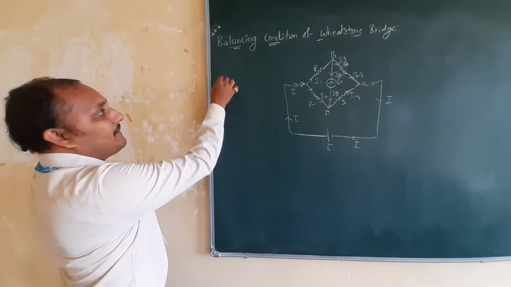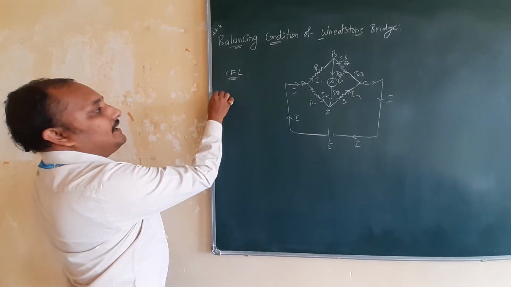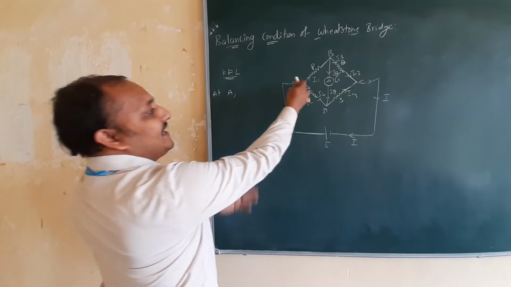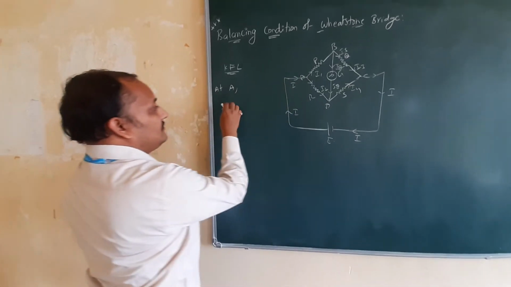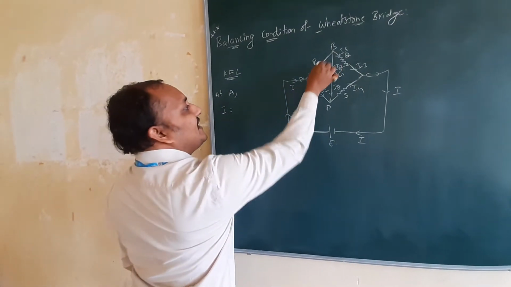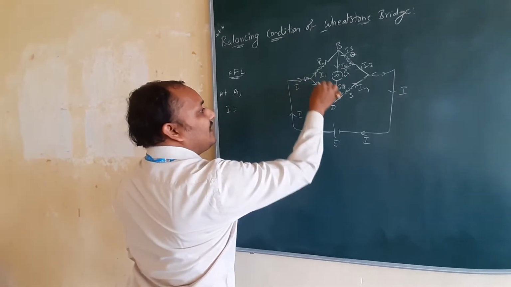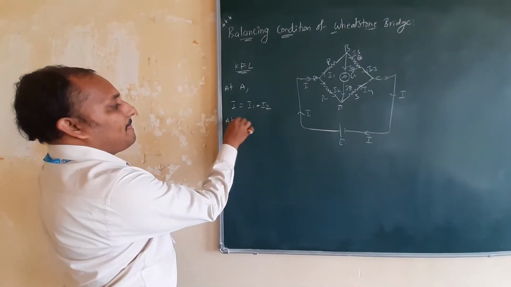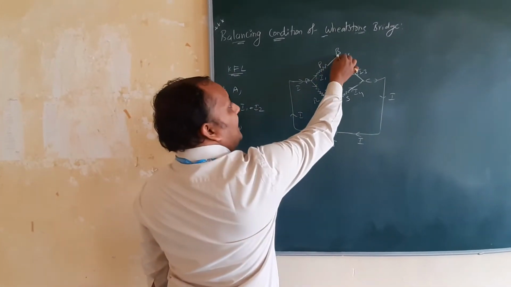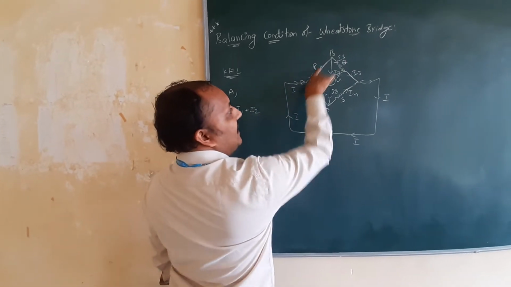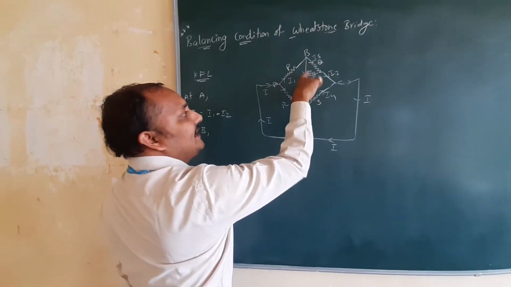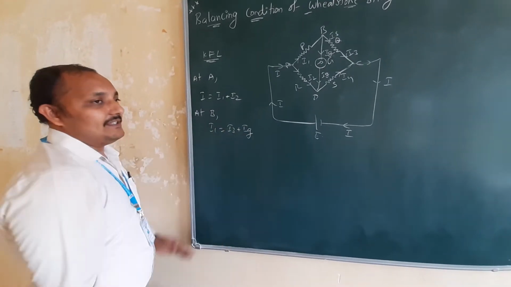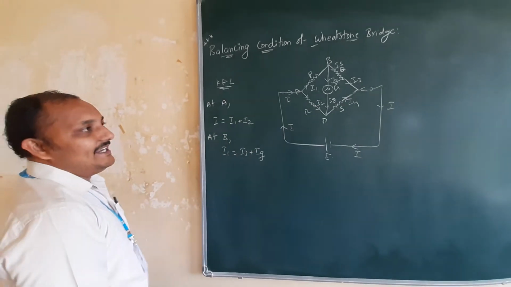According to Kirchhoff's first law, at junction A, what is the entering current? Which current is entering here? I is equal to, how many currents are leaving from A? I1 is one leaving, another one is I2. So I equals I1 plus I2. Next, at B, how many currents are entering? Entering current is I1. Leaving currents are I3 and IG. Therefore, I1 is equal to I3 plus IG. Entering current should be equal to the sum of the leaving currents.